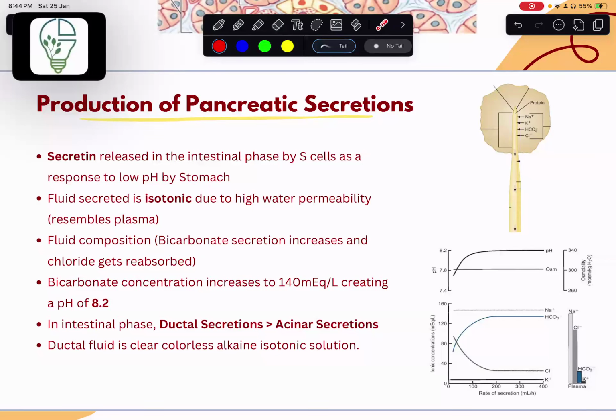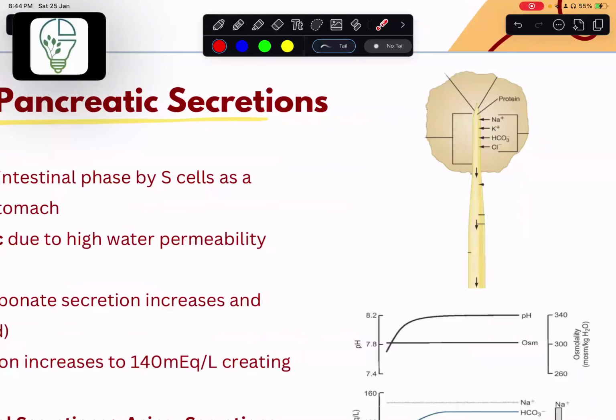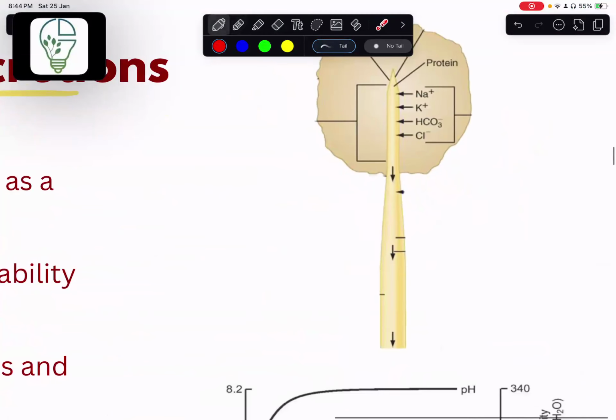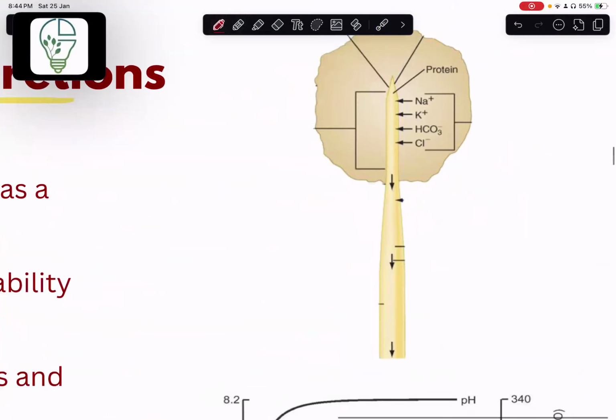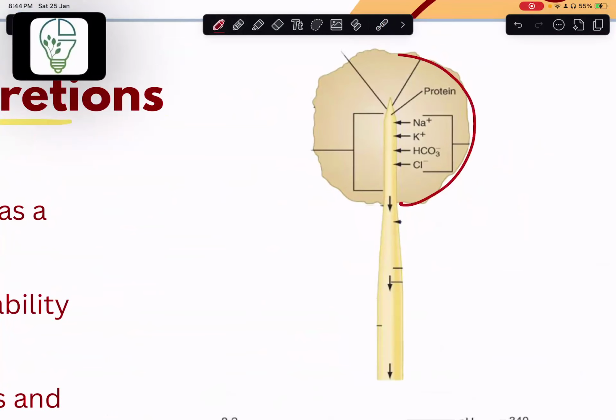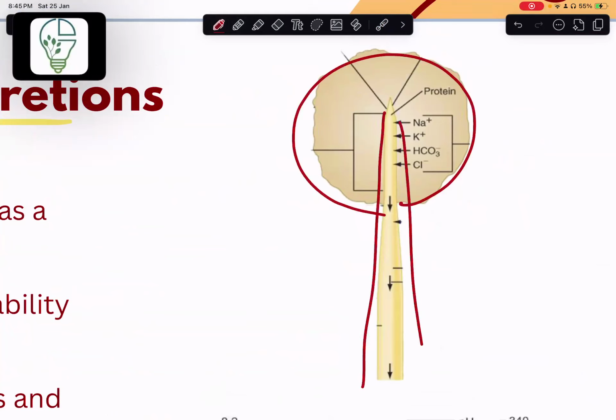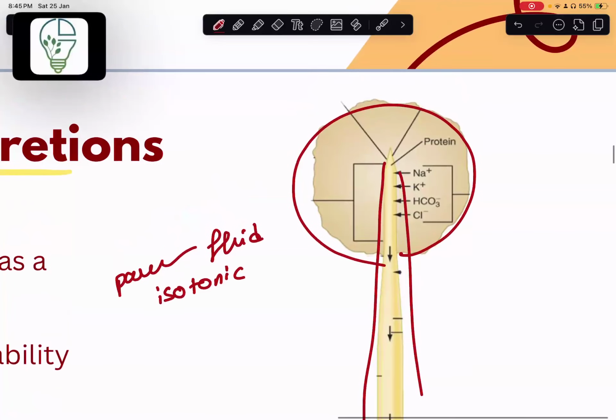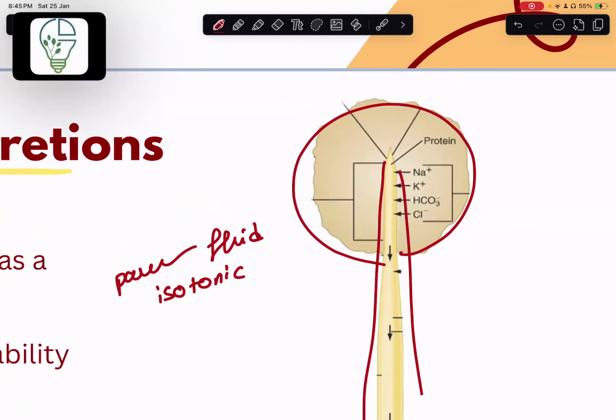The production of pancreatic secretions. Before we get into the bullet points, let's clarify it here on this small diagram. This is the acinar cell, let's say, and this is the duct and the ductal cell. One important note to take care of, the pancreatic fluid is isotonic in comparison to plasma. What does this mean? The ion concentration in the pancreatic fluid is equal to that of the plasma.